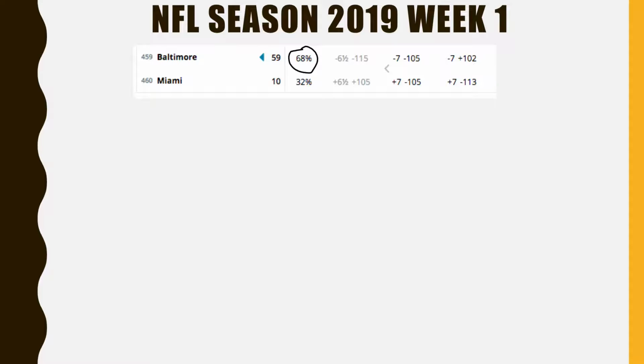So the public, obviously, in this situation, Baltimore was a public team, so if we followed the rules, we would play Miami, and that would be a loss. Now, I want you to hopefully understand this because I'm going to go through all the rest of these pretty quickly because it gets redundant after a little while. But in essence, just to review, the majority of the tickets were on Baltimore. So it's clear that Baltimore was the public team, which means the value is on the Miami side.